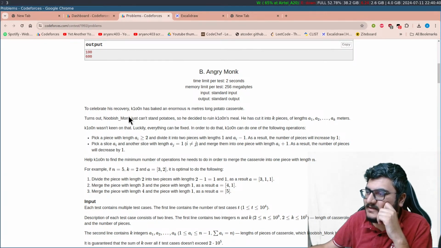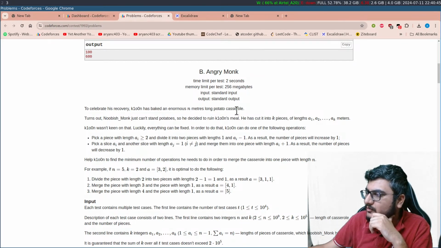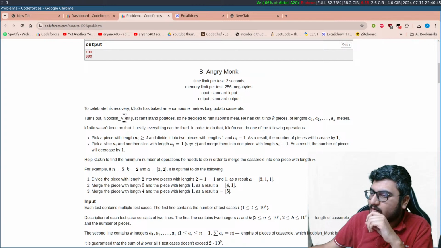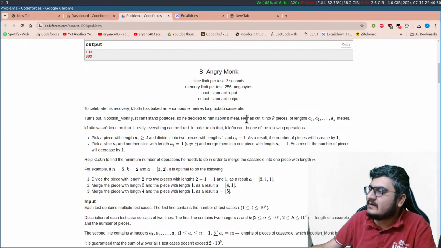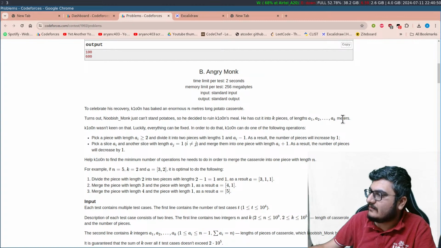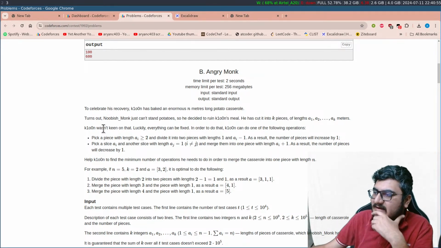Problem B says: to celebrate his recovery, K has baked an enormous 10-meter long potato casserole. Turns out N just can't stand potatoes, so he decided to ruin K's meal. He has cut it into K pieces of length A1 to AK meters. K isn't keen on that. Luckily, everything can be fixed. In order to do that, K can do the following operations.